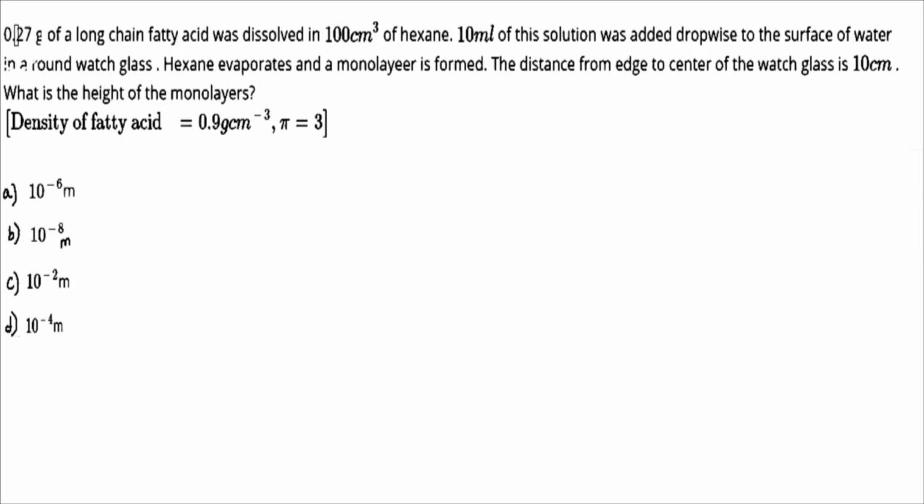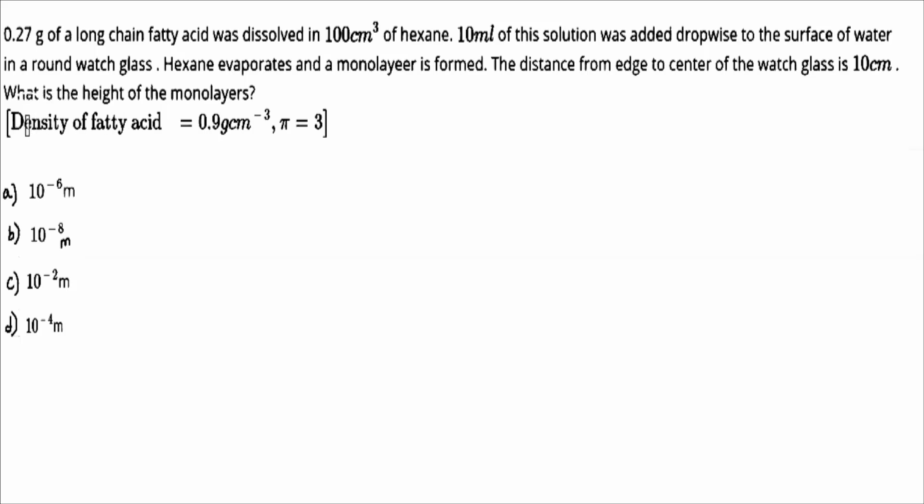Hello, so the question is saying that 0.27 gram of long chain fatty acid was dissolved in 100 centimeter cube of hexane. 10 ml of this solution was added dropwise to the surface of water in a round watch glass. So the hexane evaporates and after this the monolayer is formed. The distance from the edge to the center of the watch glass is 10 centimeter. Now we have to find out the height of the monolayer that is formed.